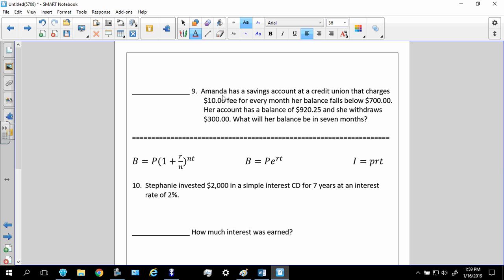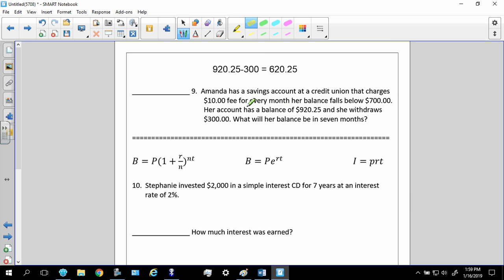Amanda has a savings account with credit union charges for every month her balance falls below 700. A lot of words, but actually pretty simple. She starts off with $920.25. We're subtracting $300 because she withdrew that, and then she's left with $620.25. But here's the thing, she's now in violation because the bank says she has to keep at least $700.